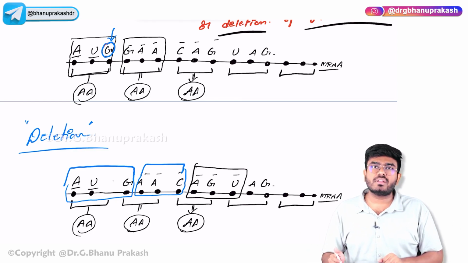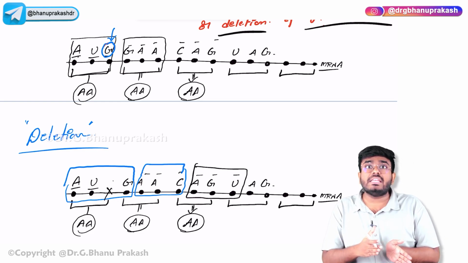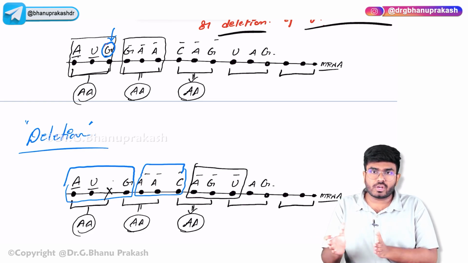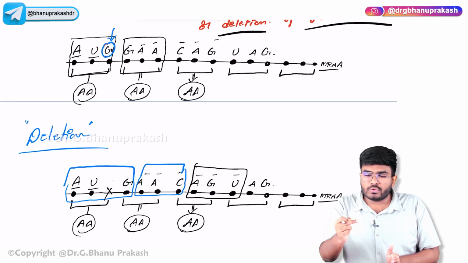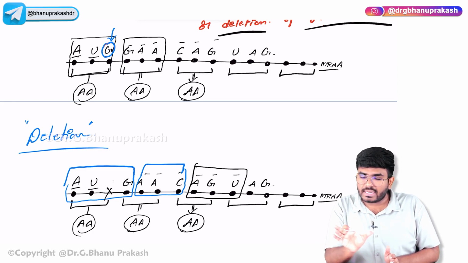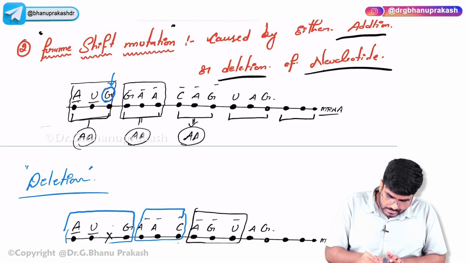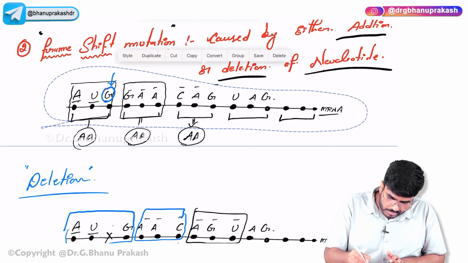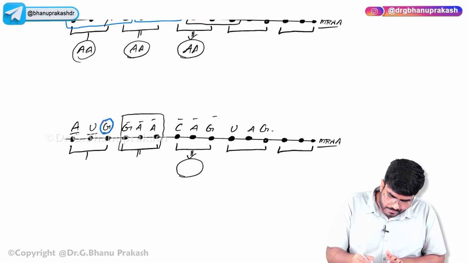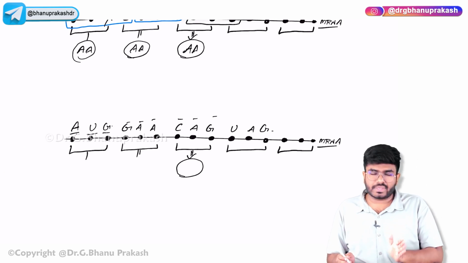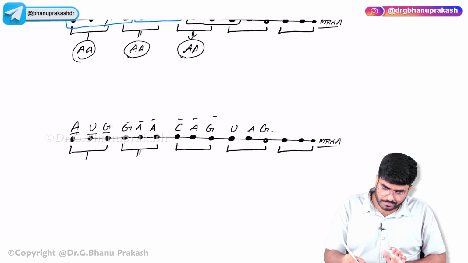So, that's called a frame shift mutation, which is because deletion of one nucleotide changes the reading frame, because three nucleotides are considered as one codon. If you remove one nucleotide, that reading frame shifts. For example, let me copy this and paste it here. Look here. This is something normal: AUG, GAA, CAG, UAG, something like this.